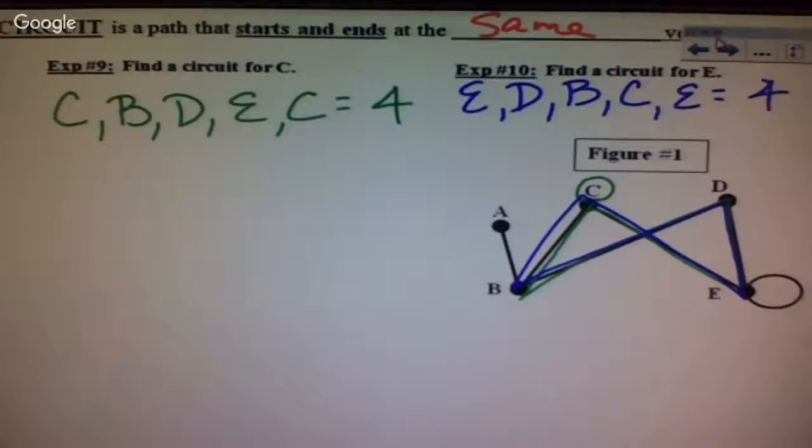E to E. When you have a loop, that's a circuit if I just travel that loop. So E to E has a length of 1. So if you need anything with a length of 1, you're looking for a loop. A loop is the only thing that will give you a length of 1.